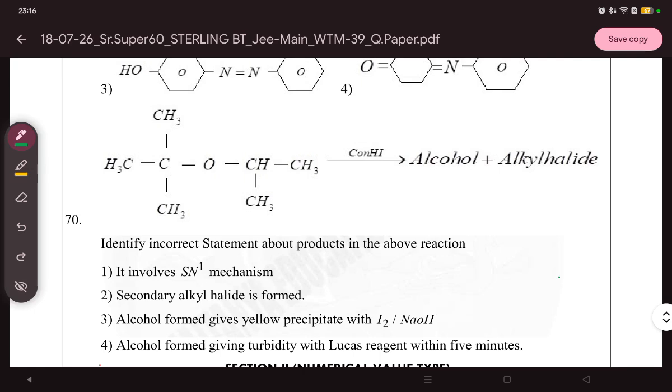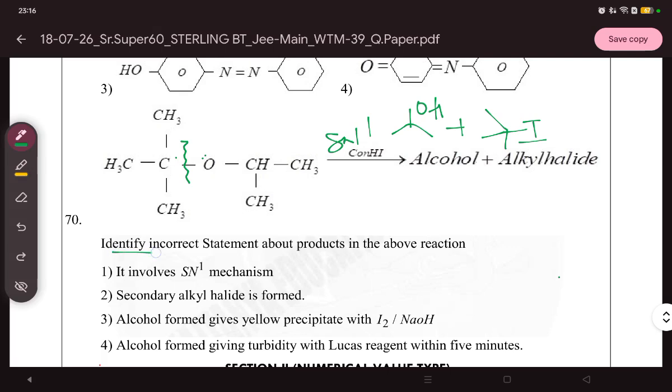With HI, if the ether has at least one tertiary group, it follows SN1. According to SN1, the tertiary cation is the breakage and oxygen gets a negative charge. This negatively charged oxygen is converted to alcohol. Finally it gives isopropyl alcohol and tertiary iodide. This is the answer one.